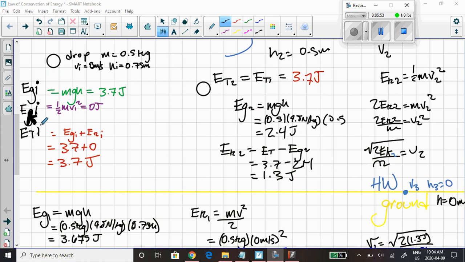Then we can calculate the total energy initial. The total energy initial is equal to the gravitational potential energy it has at this point plus the kinetic energy it has at this point. And we add that up, and that's 3.7 plus 0, or 3.7 joules. So that's how much energy it has at this point here.